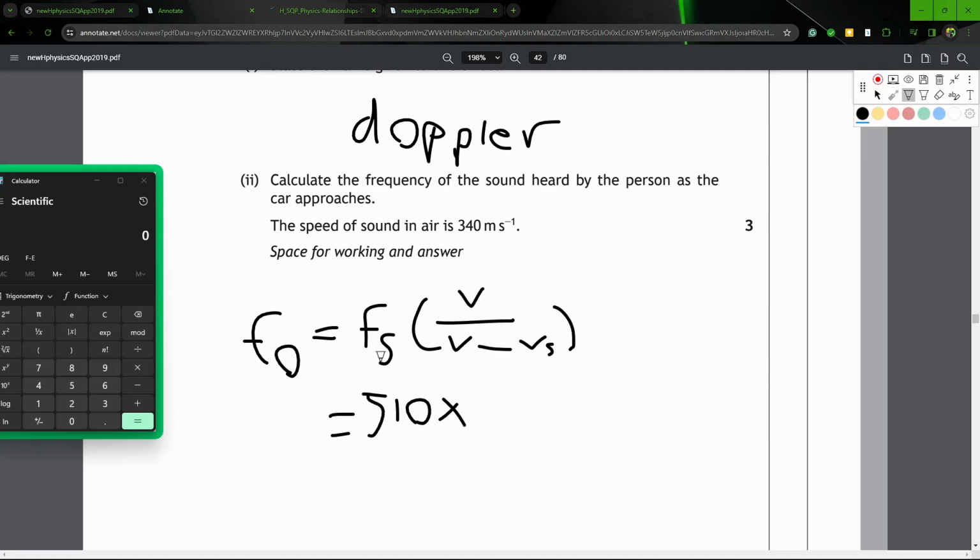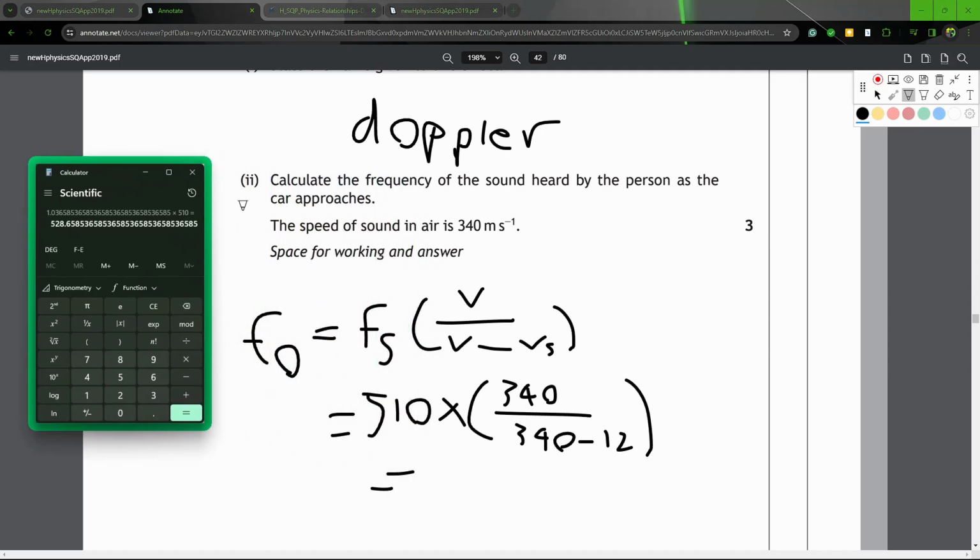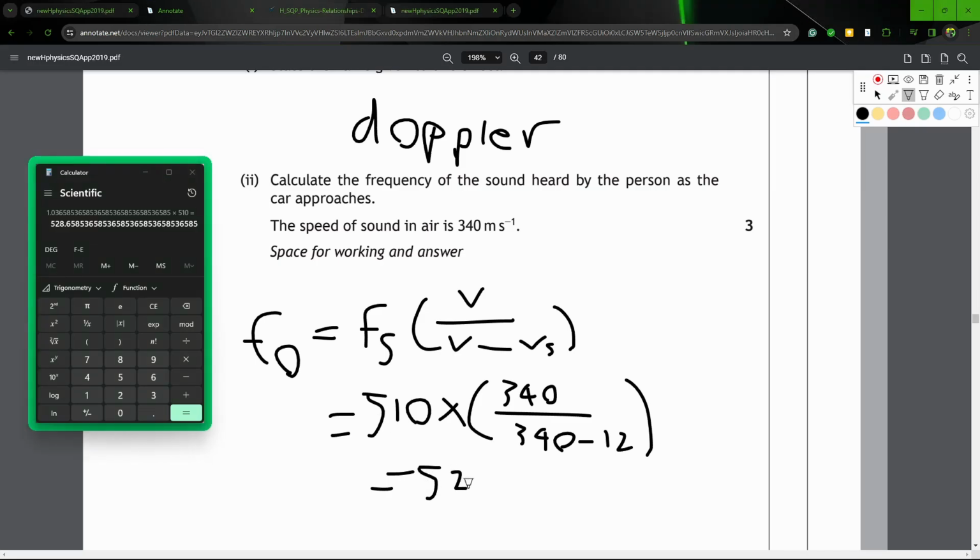510. This is the frequency of the source. 340. That's the speed of sound in there. 340 minus 12 brackets. Let's solve that. Alright, and then we times that by the frequency. We get a slightly higher number, 528.7 hertz. And there you go.